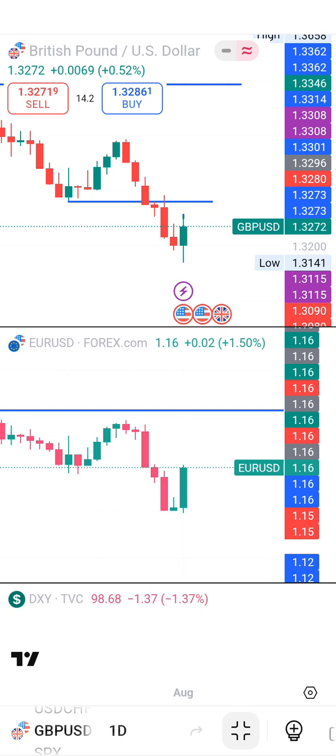You think it's not possible? Just follow me carefully. The first thing that I said is the pair, and I've just explained that to you: Euro USD, GBP USD, or AUD USD, NZD USD. And the second thing is the bias for the week.